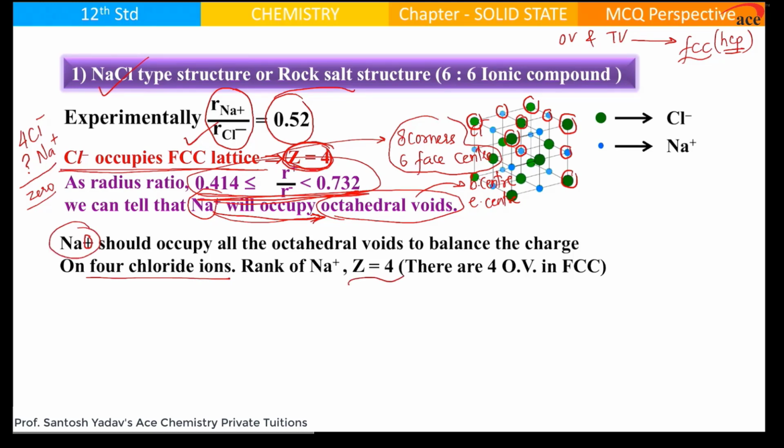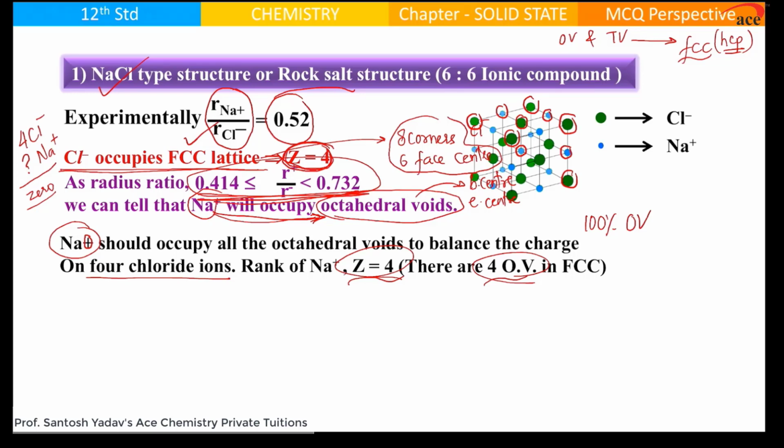That means rank is 4, and we are aware that an FCC is made up of only 4 octahedral voids. So, 4 Na plus for 4 octahedral voids, that means Na plus occupies 100% octahedral void. That is what we understand and we learn.